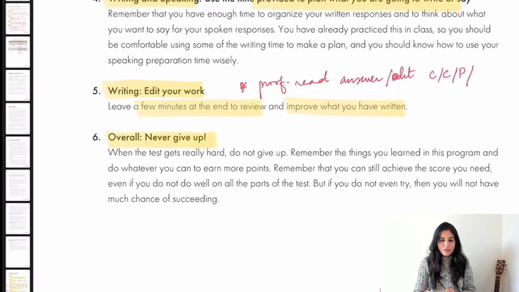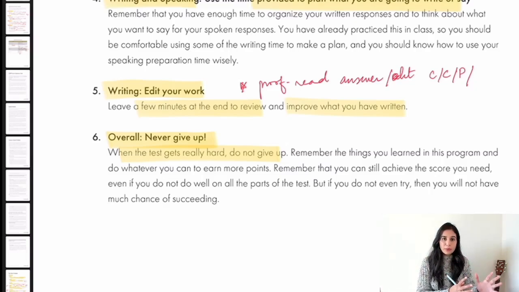Last is never give up. When the test gets really hard, do not give up, do not lose hope. Remember the things that you have learned through the YouTube videos, like the ones that I'm creating, or in your classes, and try to implement those as much as possible in case of your writing, speaking, listening, and reading test. And please remember one thing, even if one module is messed up or you go wrong in one of the modules, let's say listening wasn't good enough, don't get disheartened, don't lose hope and think that okay, now I have to retake the test anyway, so I'll not attempt reading, writing, and speaking properly.